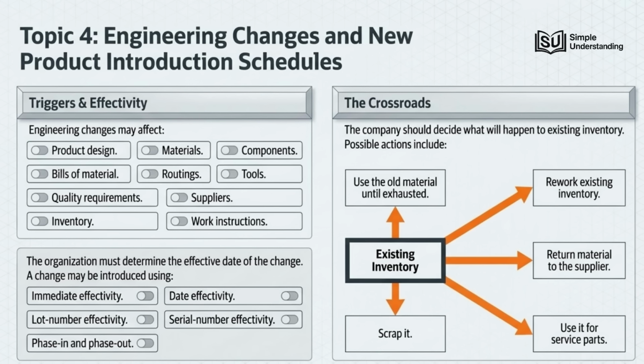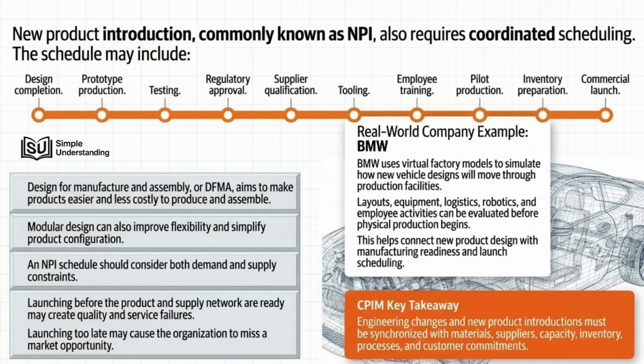The company should decide what will happen to existing inventory. Possible actions include use the old material until exhausted, rework existing inventory, return material to the supplier, use it for service parts, or scrap it. New product introduction, commonly known as NPI, also requires coordinated scheduling. The schedule may include design completion, prototype production, testing, regulatory approval, supplier qualification, tooling, employee training, pilot production, inventory preparation, and commercial launch.